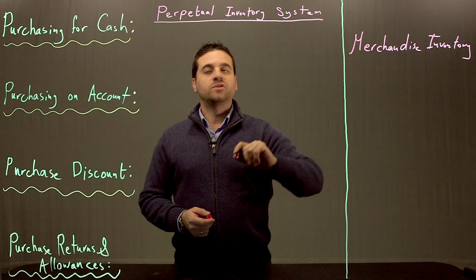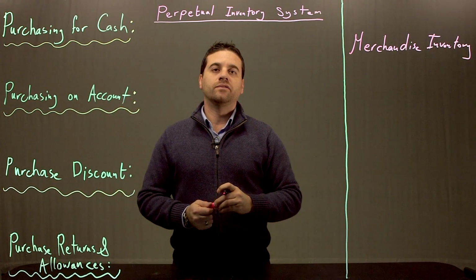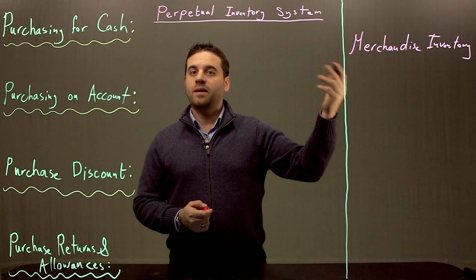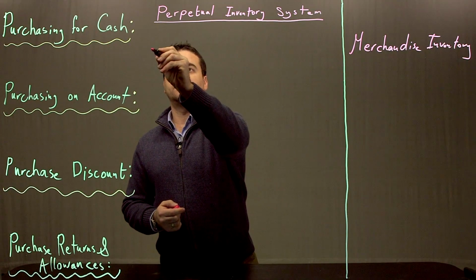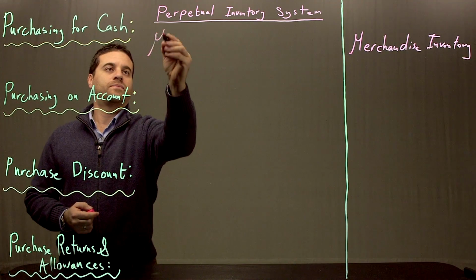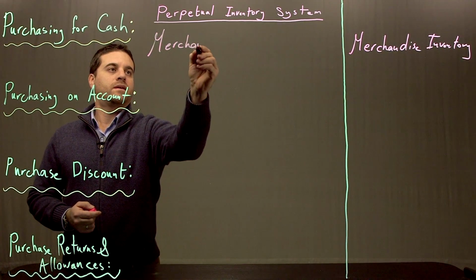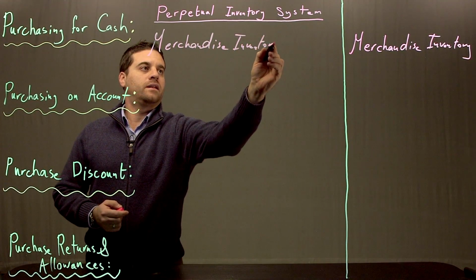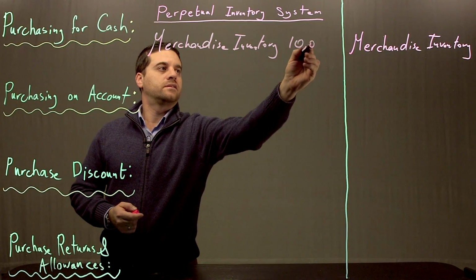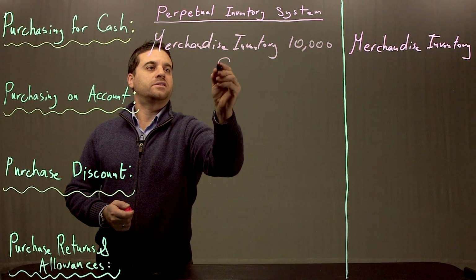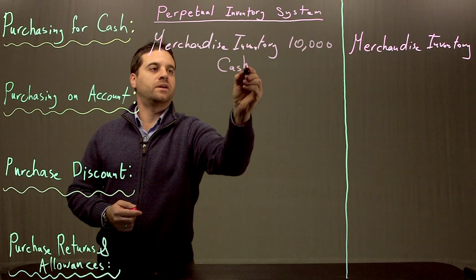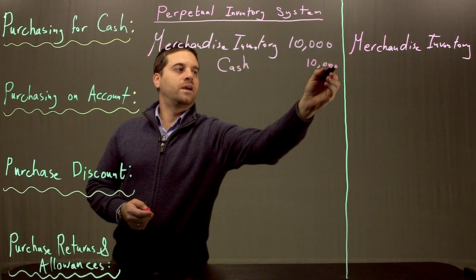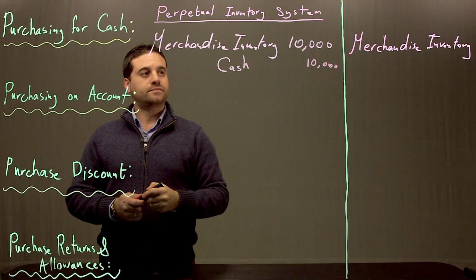So purchasing inventory for cash, it's an asset, so it increases with a debit. So we will say debit merchandise inventory, and let's say that was $10,000, and then we paid cash. So cash out of the pocket, that will be a credit because an asset decreases with a credit. So that will be a credit of $10,000 to cash.